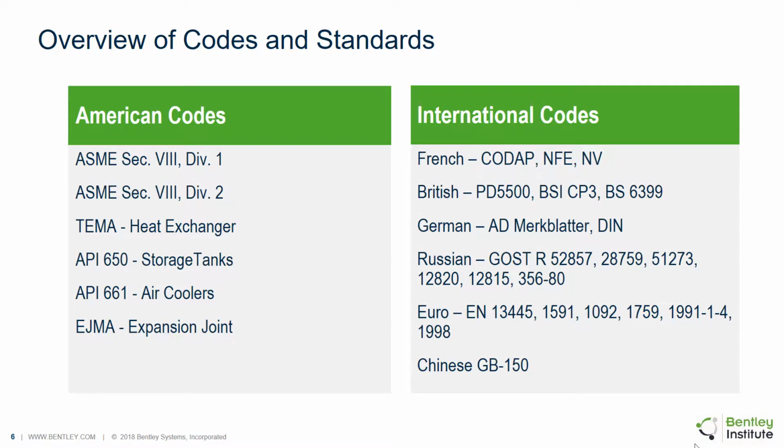AutoPIPE Vessel supports several American as well as international codes and standards. The American codes include ASME Section 8 Division 1 and 2, TEMA standard for heat exchangers design, API 650 and API 661 for storage tanks and air cooler design respectively, and EJMA standard for expansion joint design. The international codes include French CODAP, British PD 5500, German AD Merkblätter, Russian GOST, European EN 13445, and others, and recently implemented Chinese GB 150 code.